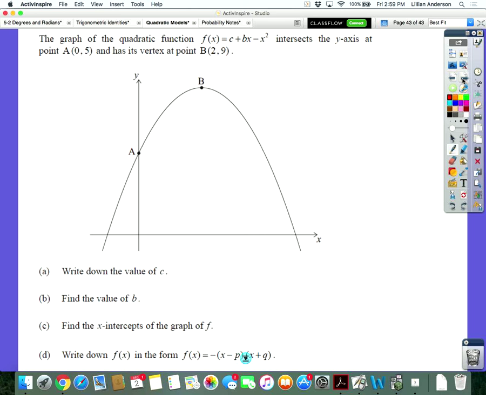It shows us, it confirms that A is negative. Got my y-intercept, 0, 5. Got my vertex. If my vertex is at 2, 9, I also know my what? Axis of symmetry. Which is located where? At 2. Okay.